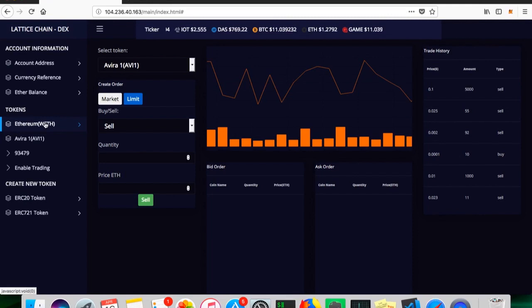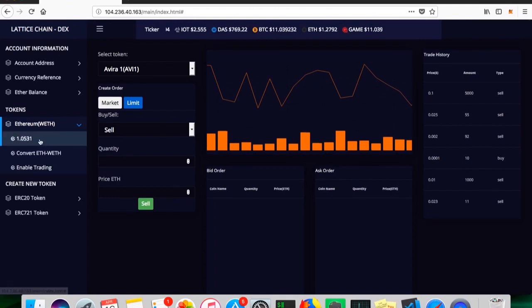Within the account, you see there's an Ethereum quantity of 1.05, which for trading purposes needs to be allowed by the user. So this enable trading needs to be triggered, after which the user would be able to use his Ethereum balance in this exchange. Moving down, you can see multiple coins here, like Avira 1, which is a personalized token with a quantity of 93,479 and its enable trading functionality. Same goes for Avira 2 and Lattice Chain.